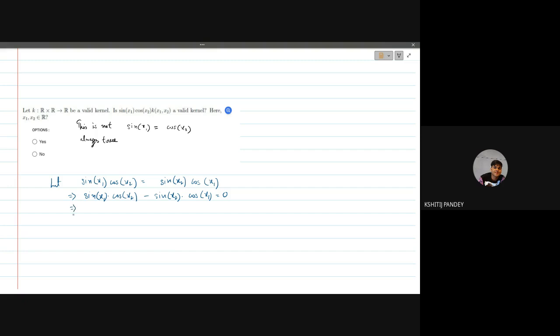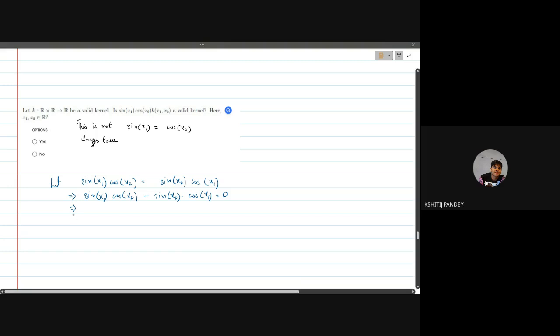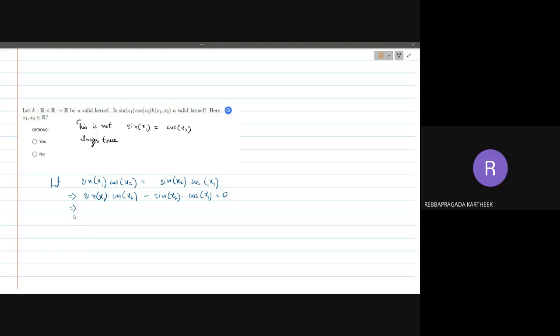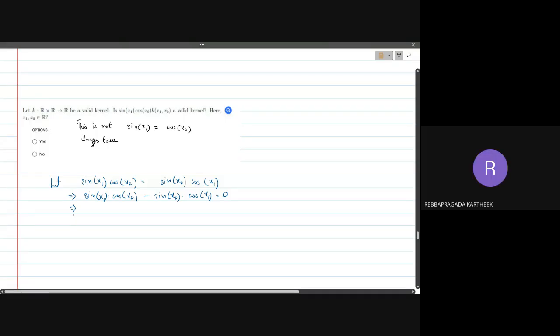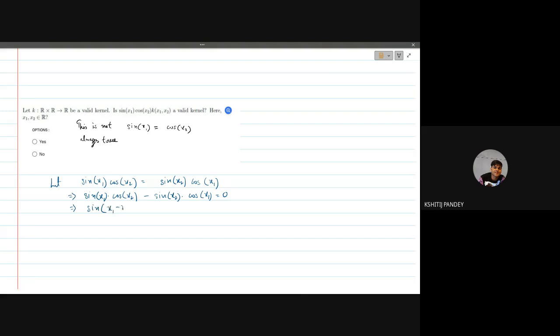So do you guys remember any formula from this? Sin A minus B. Correct. Sine of a minus b. So using the formula, this is equal to sine of x1 minus x2. So this is equal to 0. But this is not always true, right? This right here is not always true. Correct? Is this clear?